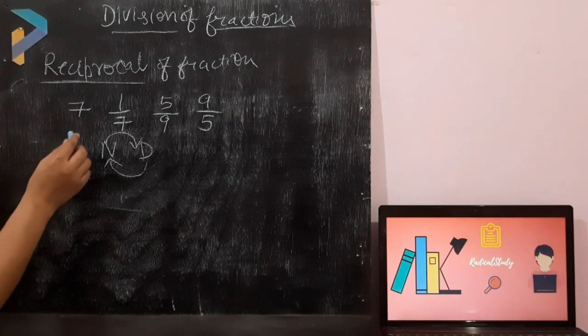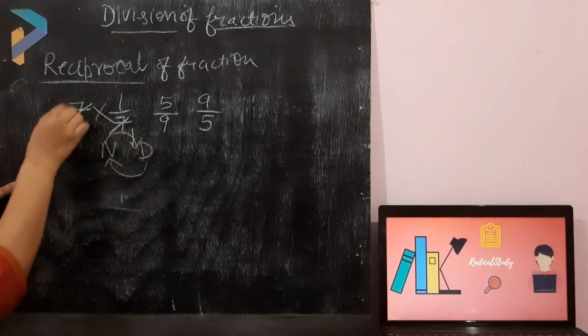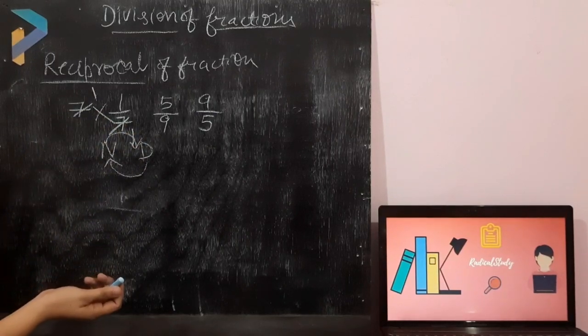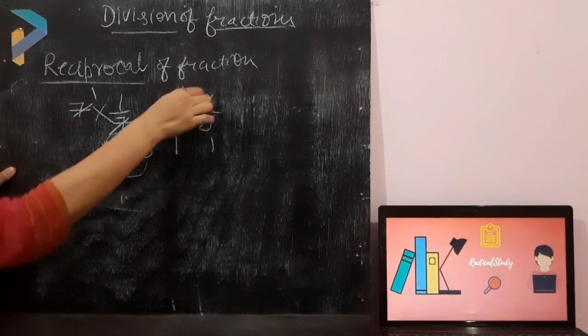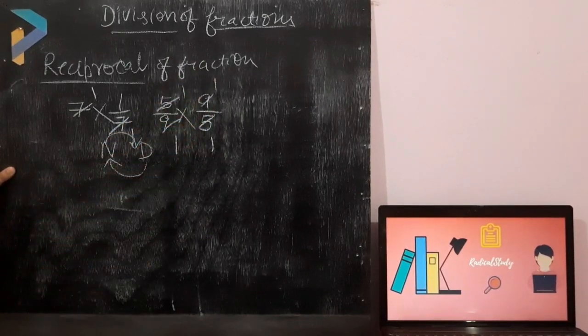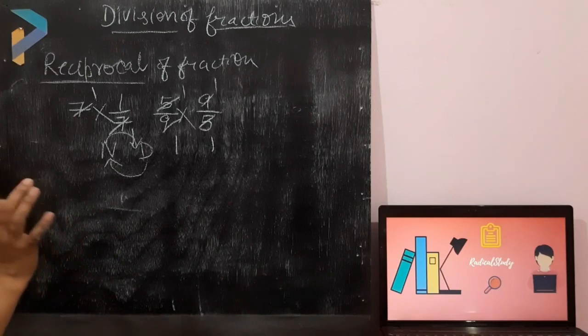Right? Now I will try to multiply. Product means multiply. I am multiplying here. So the product came out 1. Again I am multiplying this one. Here also the product came out 1 when I am multiplying. So these fractions are the reciprocals of each other. Whenever we will multiply the reciprocals, the answer should be 1. Then only the reciprocal is correct.